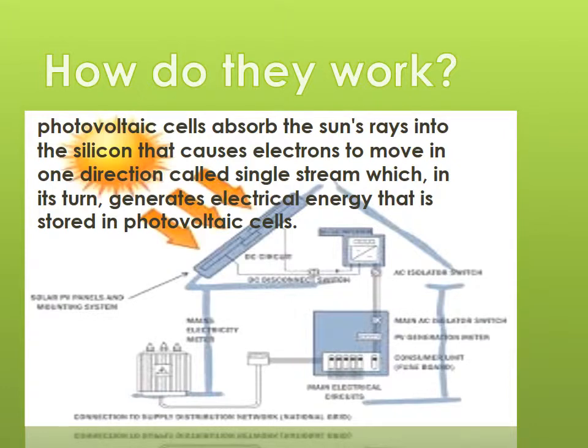So how does the solar roof work? The photovoltaic cells that are located inside the shingles absorb the sunlight, which makes the electrons inside the cells move in one direction. This concept is called stream. The stream is stored in the photovoltaic cells and is used as electricity.